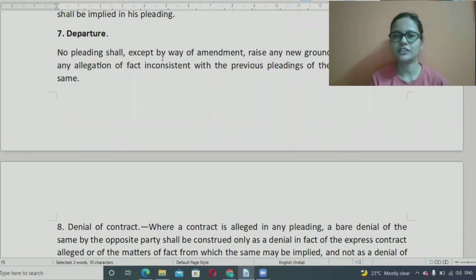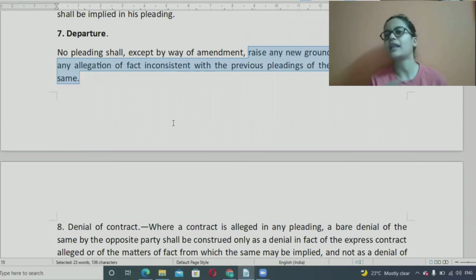Now, no pleading shall, except by way of amendment, raise any new grounds of claim or contain any allegation of fact which is inconsistent with the previous pleading. Now, I'm submitting a plaint. I have written my entire story. But now I feel there are a few more things which I want to mention, a few more allegations. In such cases, if I want to make the changes, it has to be by way of amendment only.